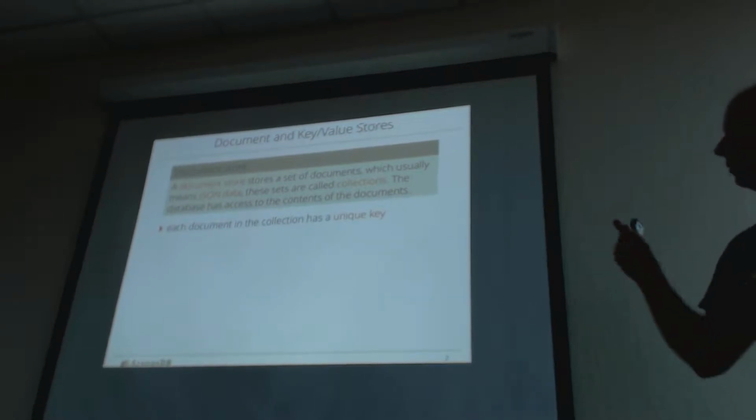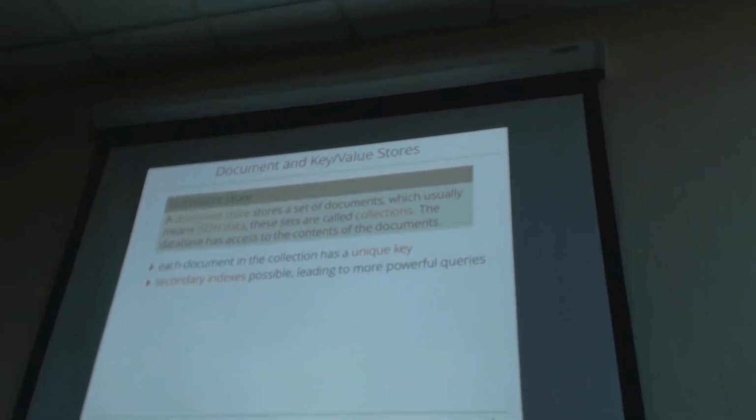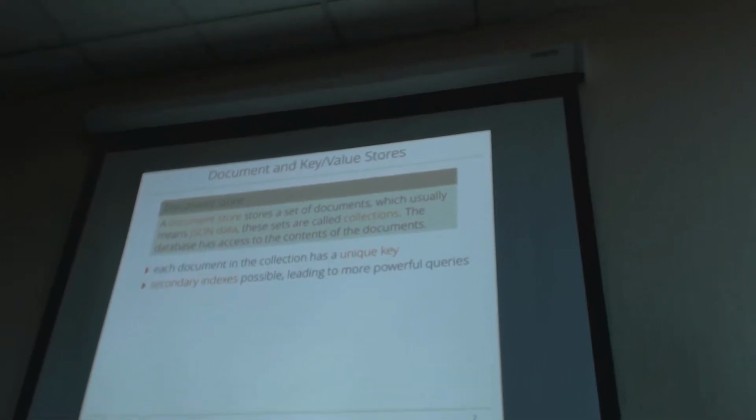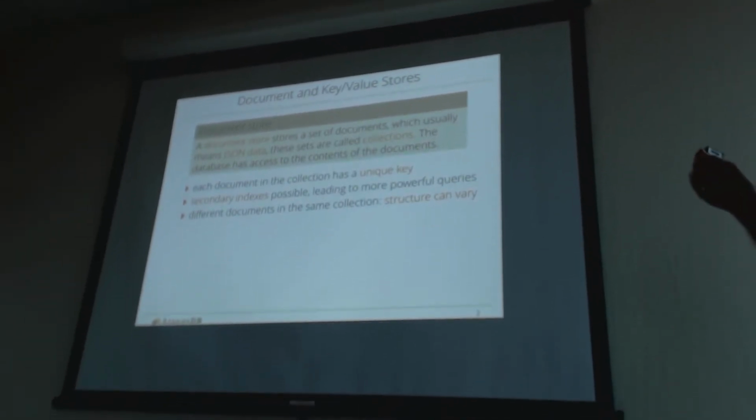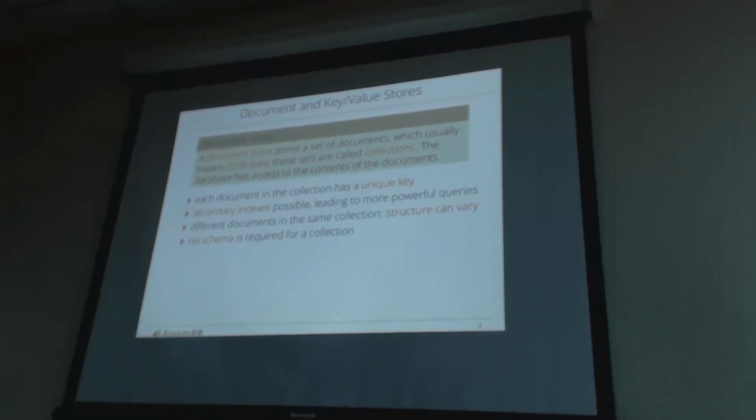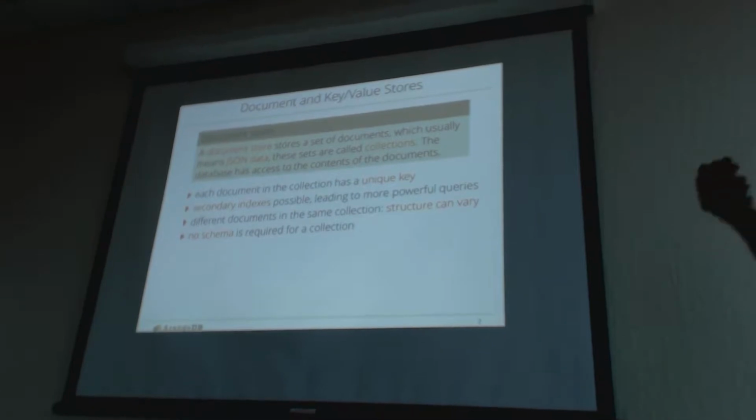In a document store, each document of a collection has a unique key, and you can have secondary indexes, because the database knows it's JSON, so it can inspect the things, but it doesn't enforce a schema. The different documents in the same collection can vary in structure. They can be whatever you want to throw. So you don't need a schema, but obviously in most applications you will have a schema in your mind at least.